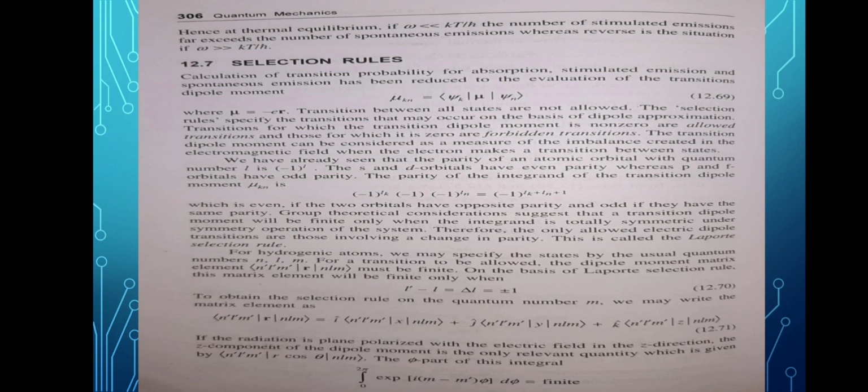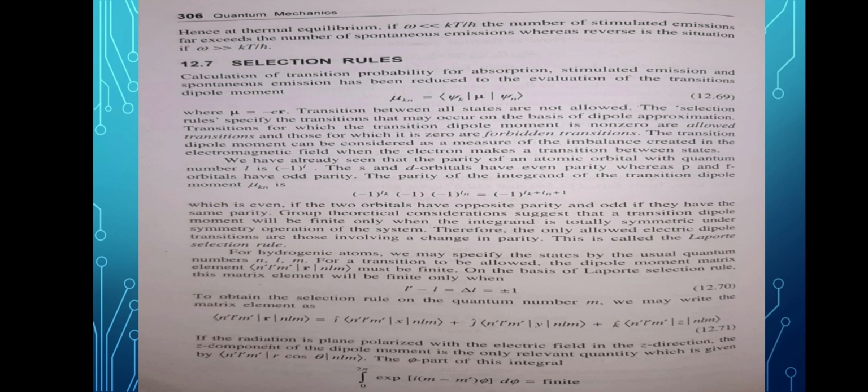Calculation of transition probabilities for absorption, stimulated emission and spontaneous emission has been reduced to the evaluation of the transition dipole moment. So we have the equation mu_kn is equal to the integral of psi_k mu psi_n, where mu is equal to minus e r. Transitions between all the states are not allowed. Therefore, the selection rules specify the transitions that may occur on the basis of dipole approximation.